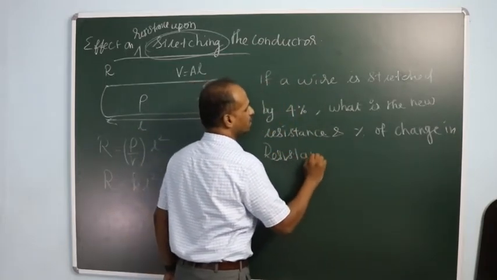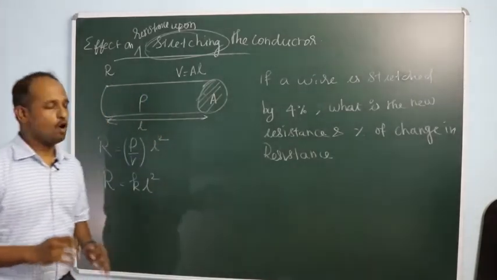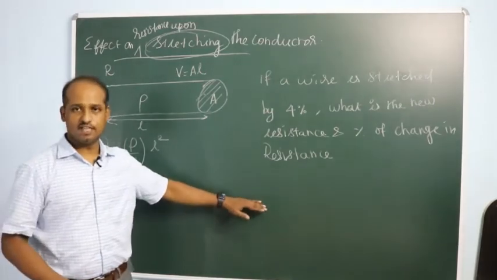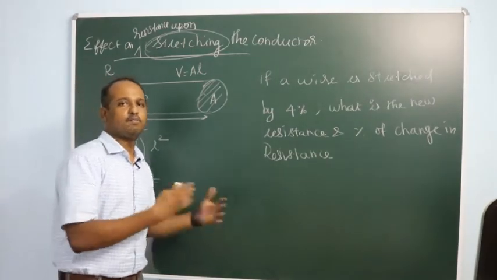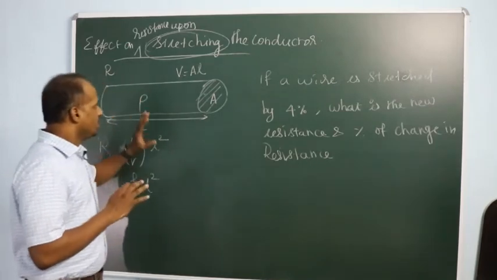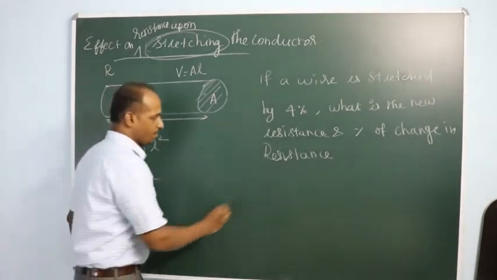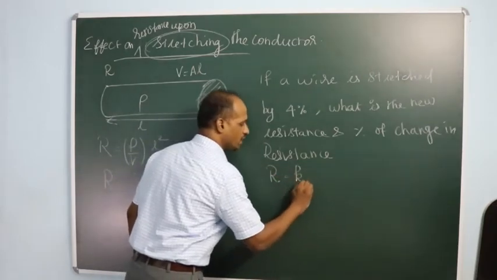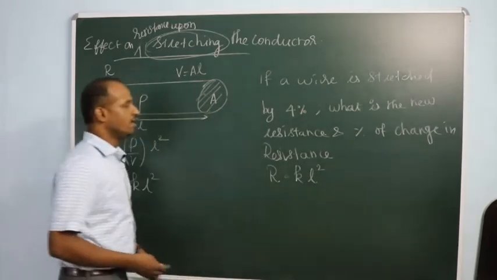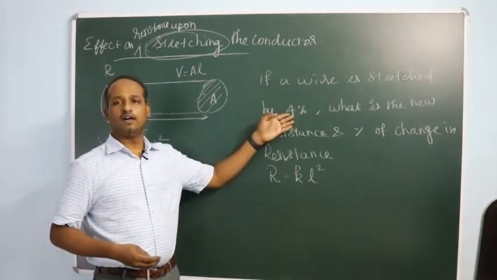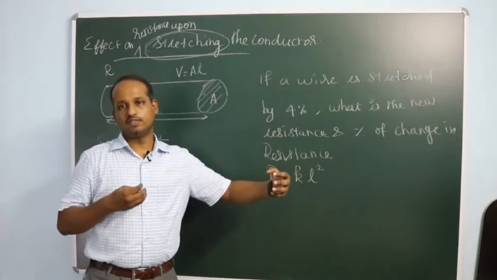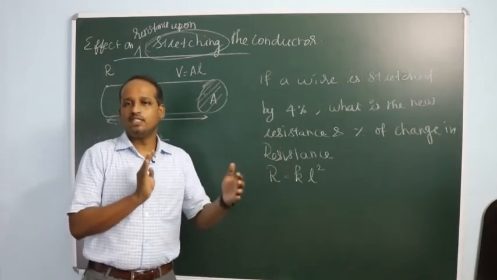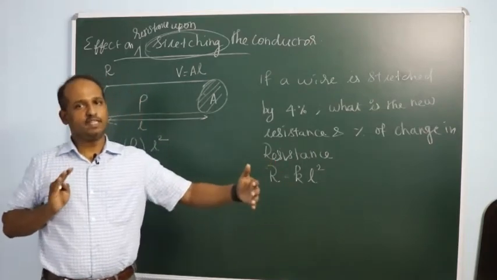So two things. One is the new resistance. How do we do that? We know that R is equal to K L square. I'll do that first and then I'll tell you how to calculate the percentage of change in resistance. First, the initial case we should take. Equation number one is original resistance R is equal to K L square. Then the length is stretched by 4%. It can also be contracted by 4%. Contracted or compressed by 4% means minus 4%. Stretched by 4% means plus 4%.